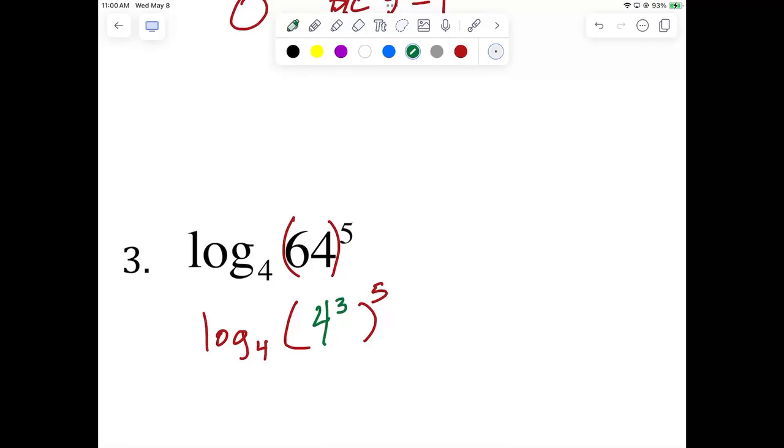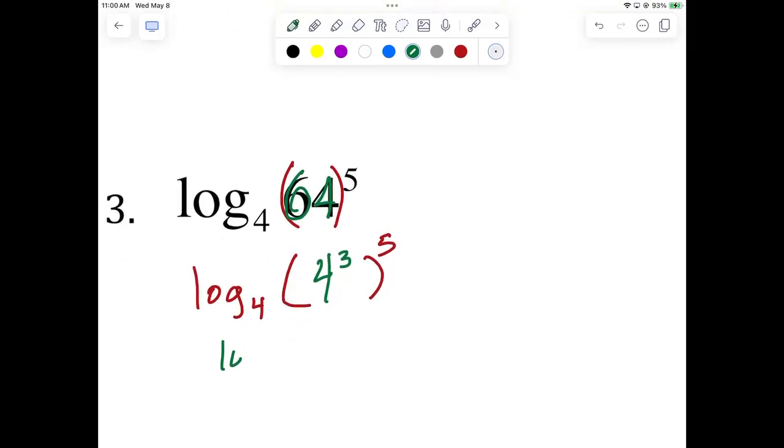Third, 4 to the third. 16 times 4. Okay? So now that I wrote 64 as 4 to the third, I can actually combine these exponents. What do I do with the 3 and the 5 here? Do I add them or multiply them? Ooh, it's exponentiation, so it comes down one rung. When you raise a power to a power, Lauren, we do what? Multiply, so we get 15.